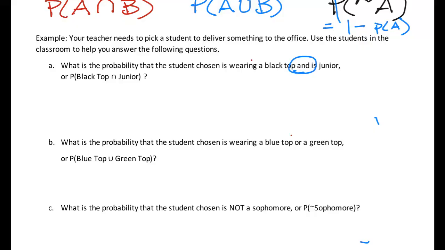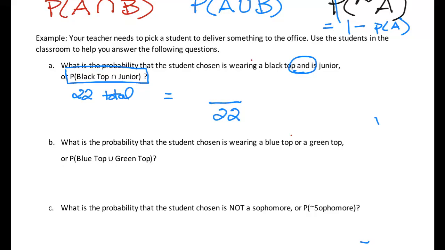First of all, how many people do we have in here right now? 1, 2, 3, 4, 5, 6, 7, 8, 9, 10, 11, 12, 13, 14, 15, 16, 17, 18, 19, 20, 21, 22. So we have 22 students total in our classroom this morning. If I'm trying to find the probability that someone is wearing a black top and is a junior, I need that total 22. Where is that going to go in my fraction? On the bottom.